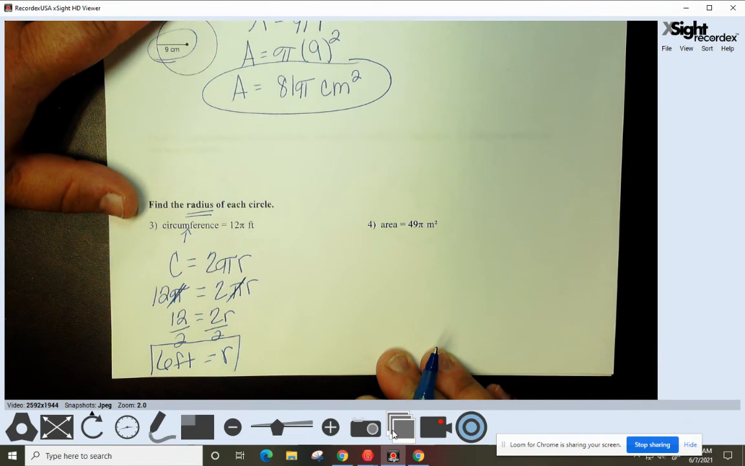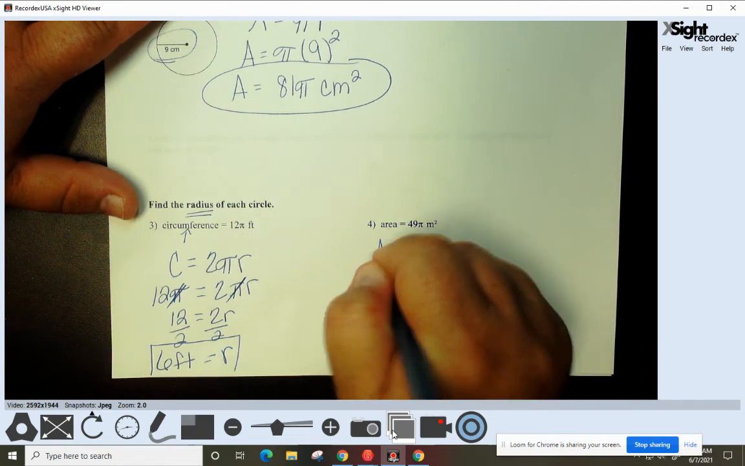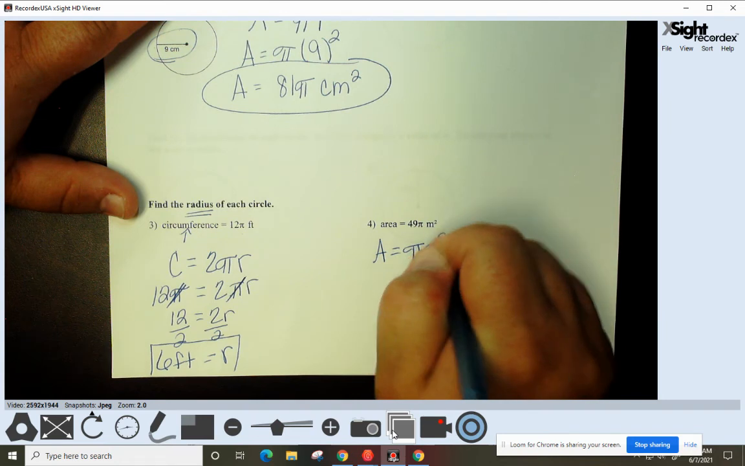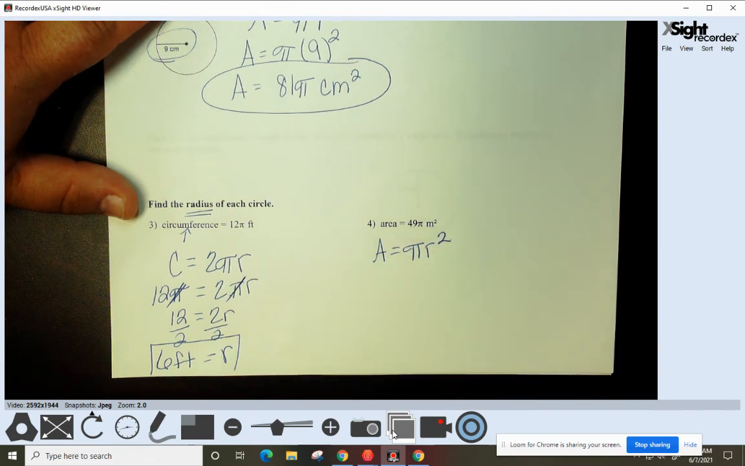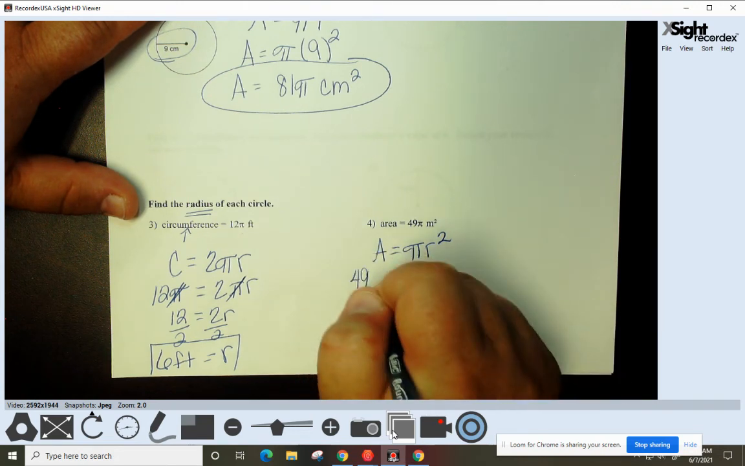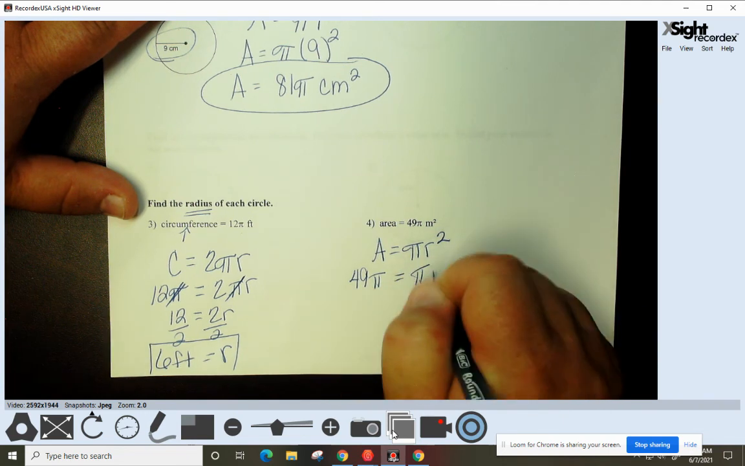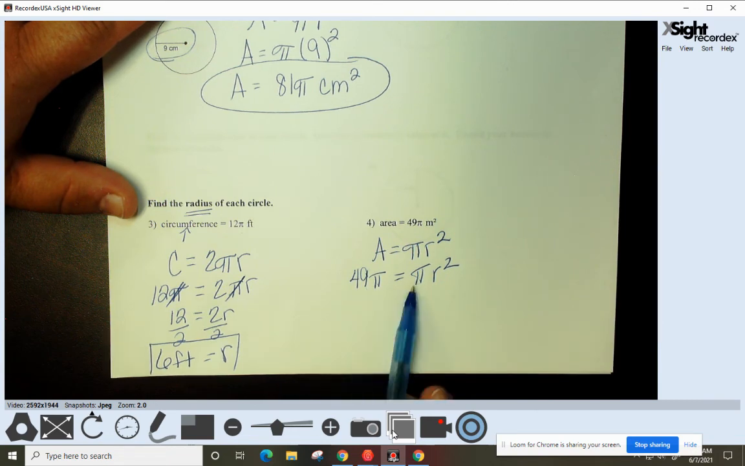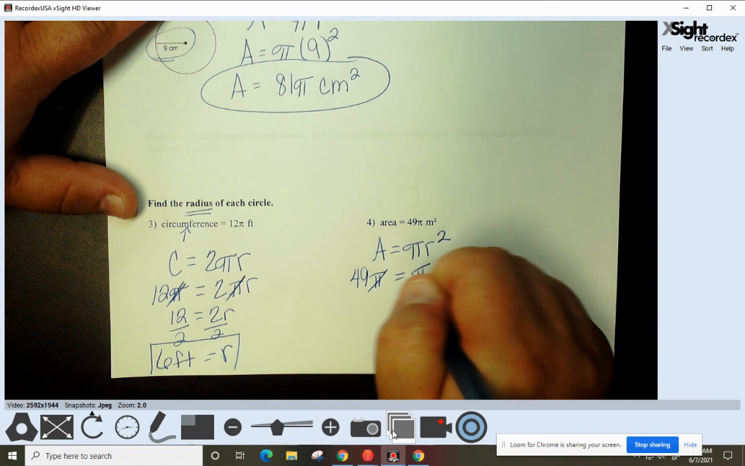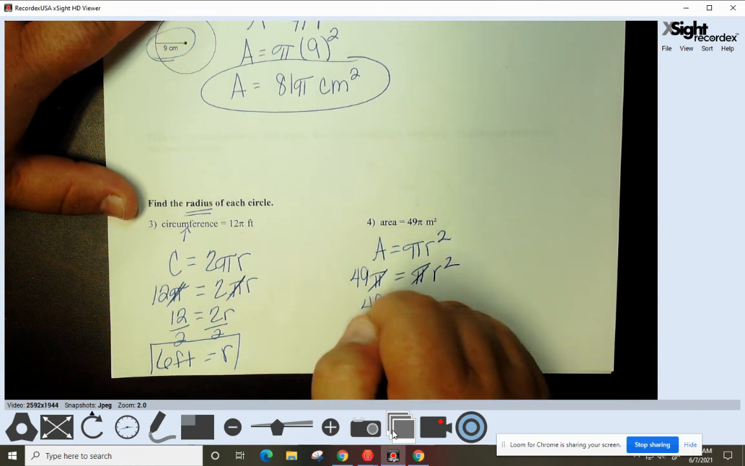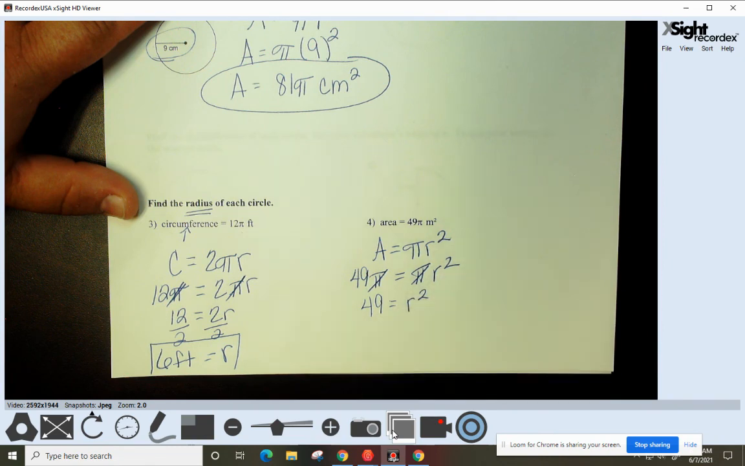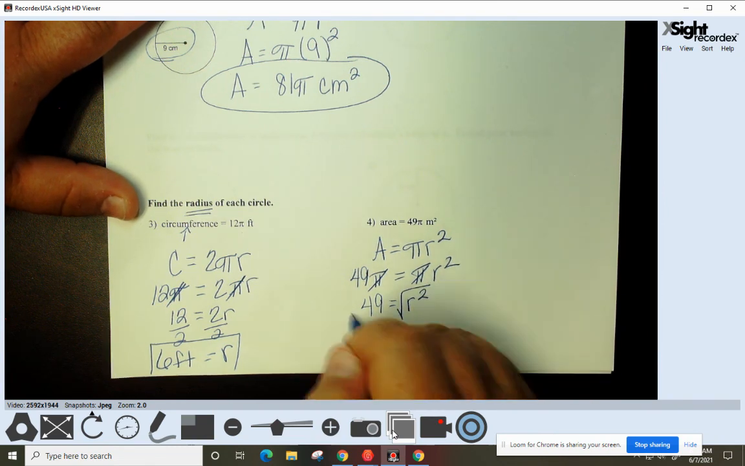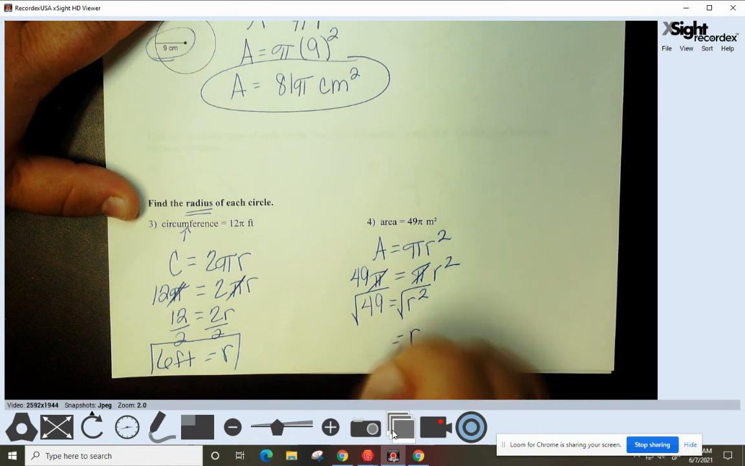On question 4, they gave the area. So area is equal to pi r squared, but I know the A. That's what my area, A, stands for. So it is 49 pi is equal to pi r squared. In the same situation I had over here, there is a pi on each side. So I would actually divide that out and they will cross out. So I've got 49 equal to that radius squared. Then I'm going to square root that. So my r is going to equal the square root of 49, which is 7.